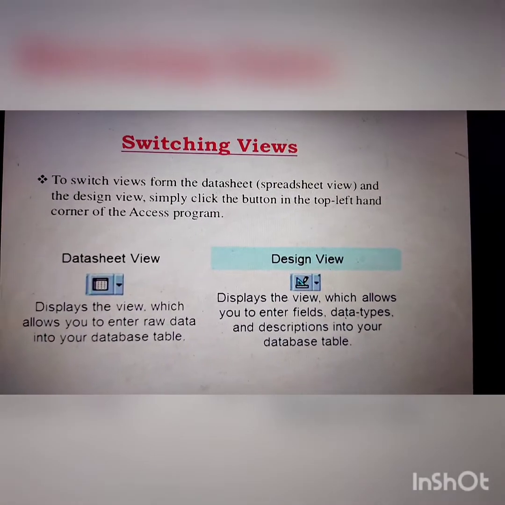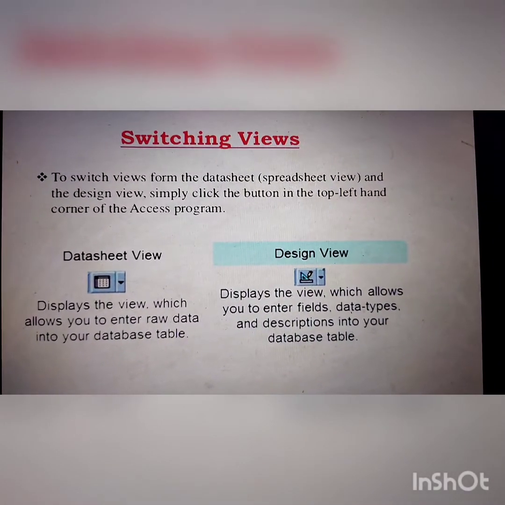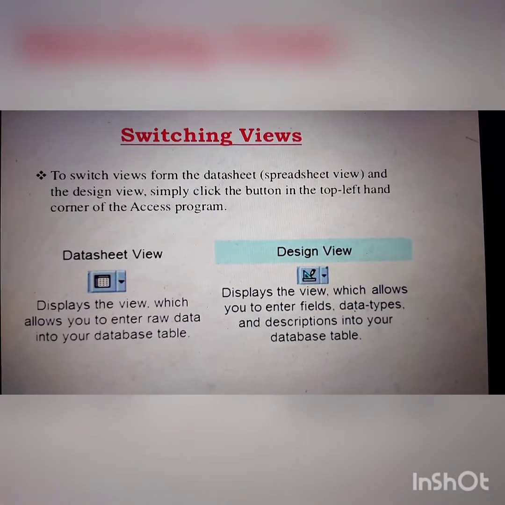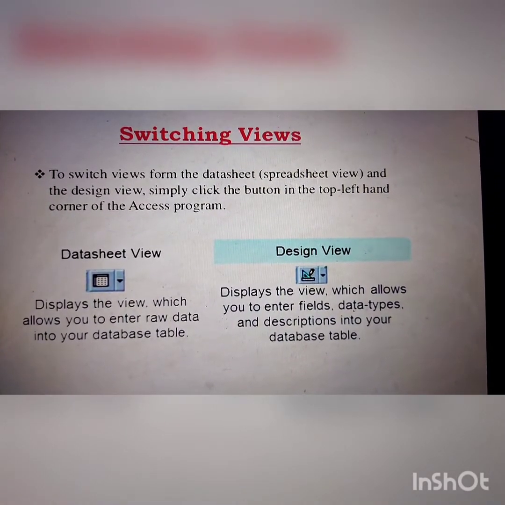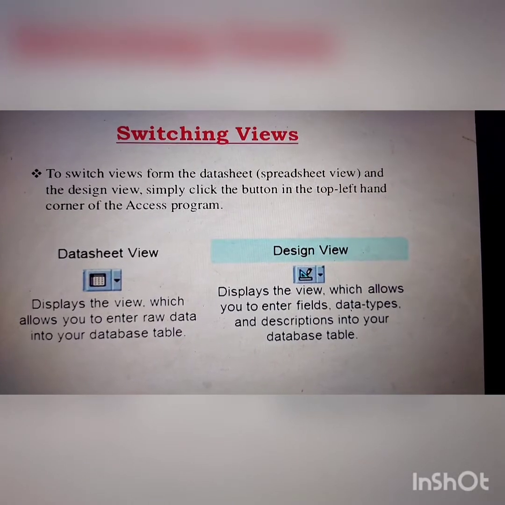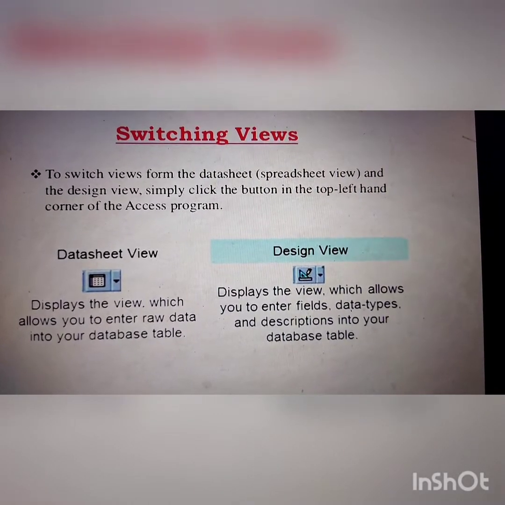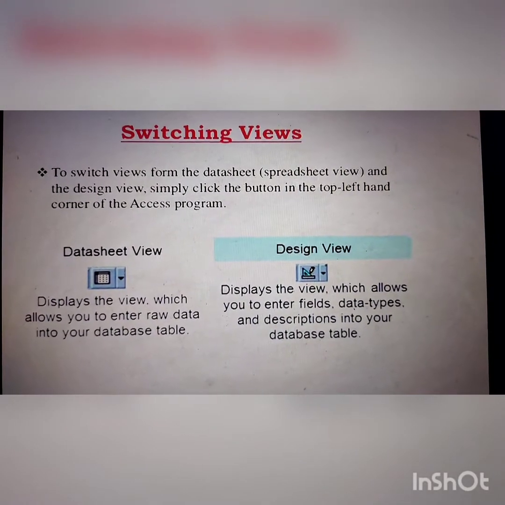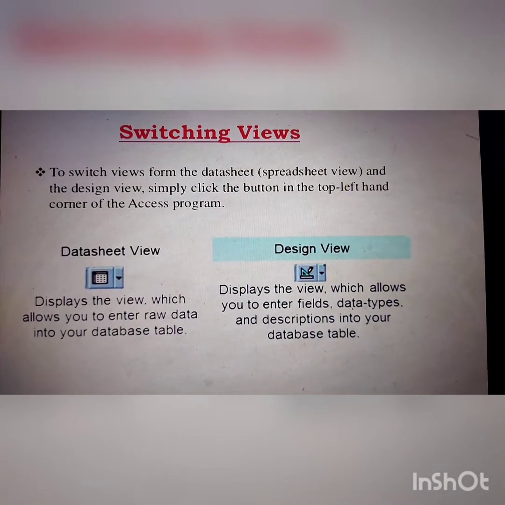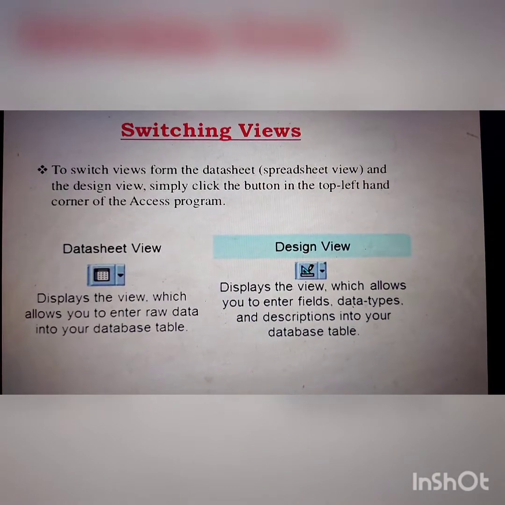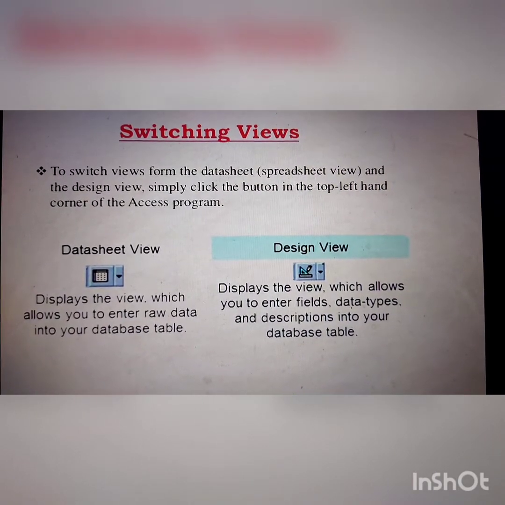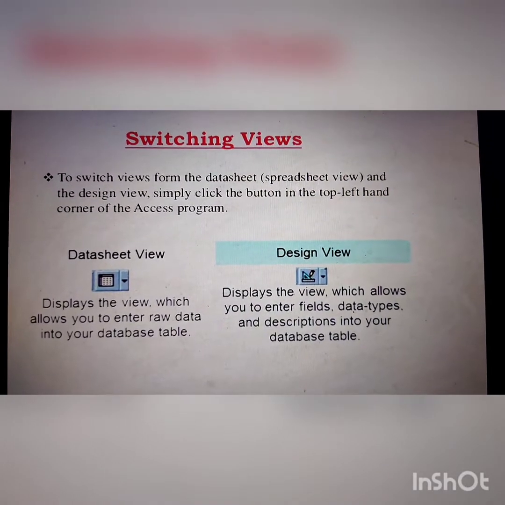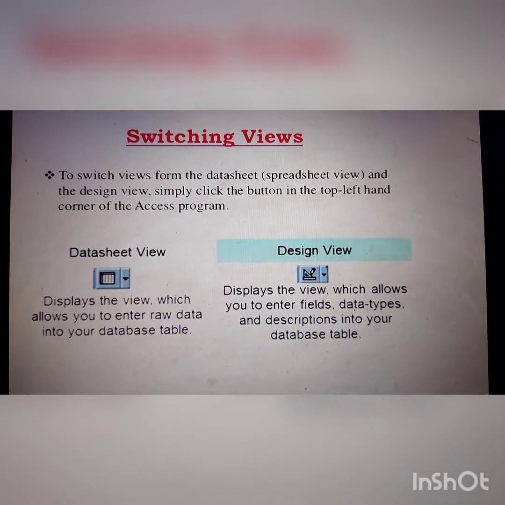Now you can see switching views, to switch between the datasheet spreadsheet view and the design view. Simply click the button in the top left hand corner of the Access program. So, datasheet view, design view. Datasheet view displays the view which allows you to enter raw data into your database table, and design view displays the view which allows you to enter fields, data types and descriptions into your database table. So this is switching views.